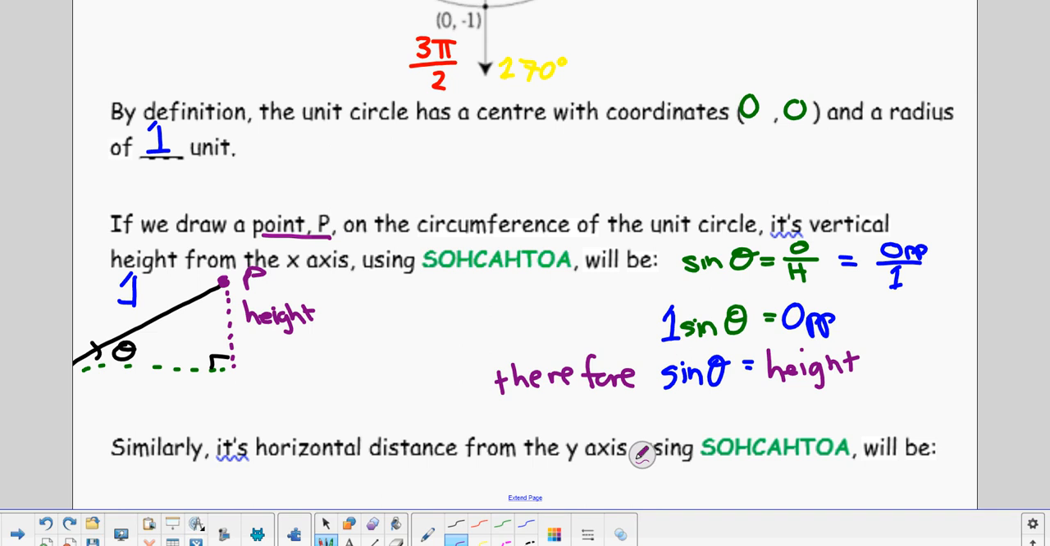And it's all because when you plug the hypotenuse of 1 into sine theta equals opposite over hypotenuse, timesing by 1 just means that the opposite equals sine theta. So that's just a little quick proof of why I keep saying the height is sine theta. And now we're just going to similarly show why the horizontal length, the base of the triangle, is cos theta.